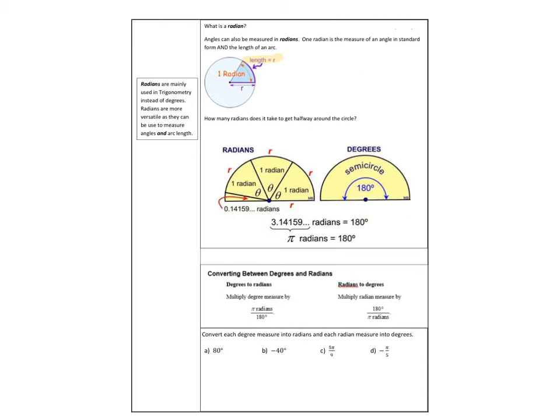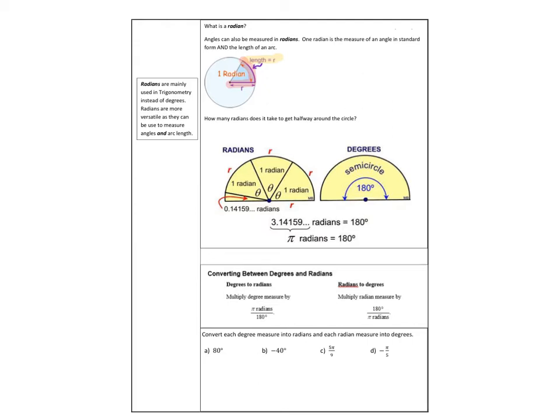The word radians comes from radius. So you know how from the center of the circle to the outside of the circle, that length is a radius. If we use that same length, that R length right there, and let's say we're using a string, we use a string to measure that length, and then we use that same string to measure along the outside of that circle, that length is one radius.